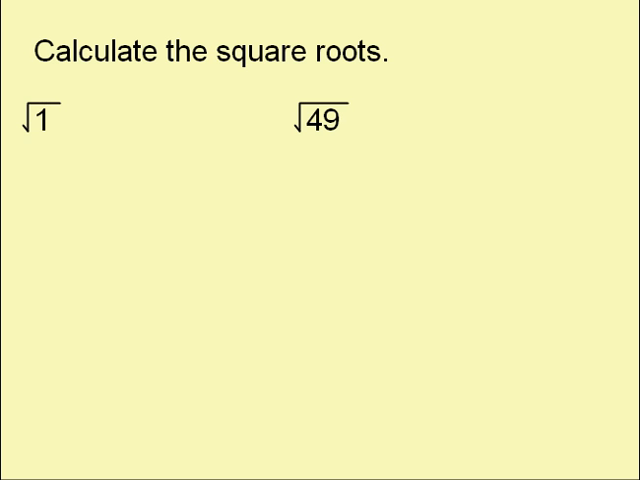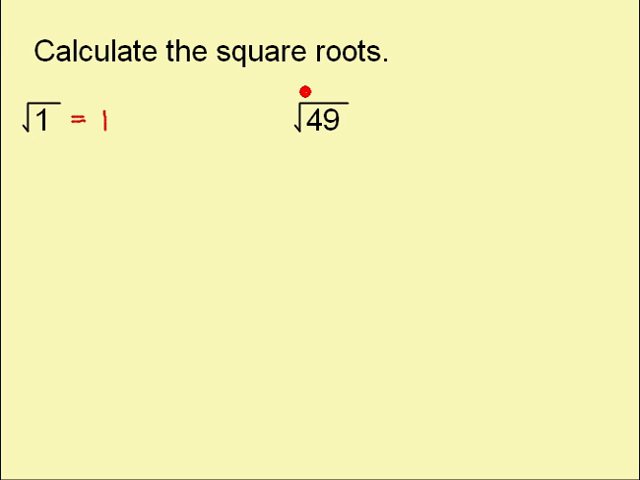Following on from that, we can also find the square root of any square number. This is the opposite of squaring it. So if I'm looking for the square root of 1, I'm trying to say to myself, what number do I multiply by itself to get 1? And the answer is 1.